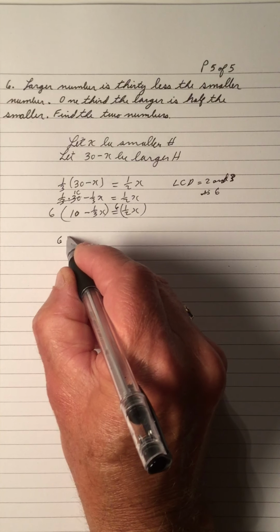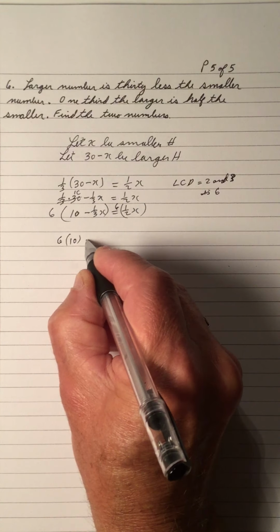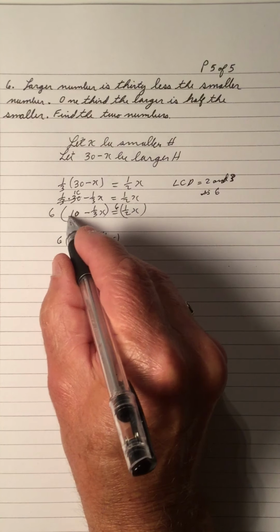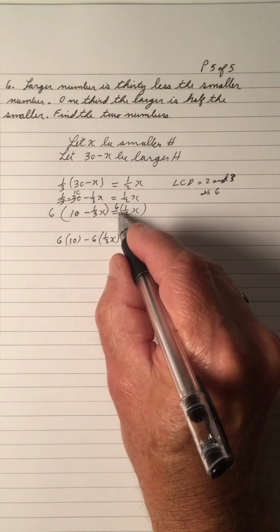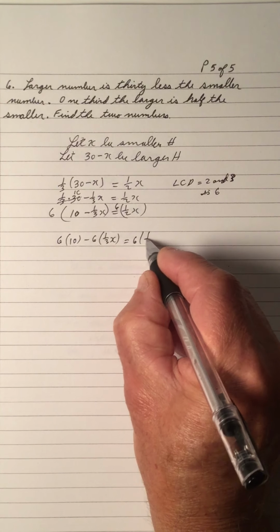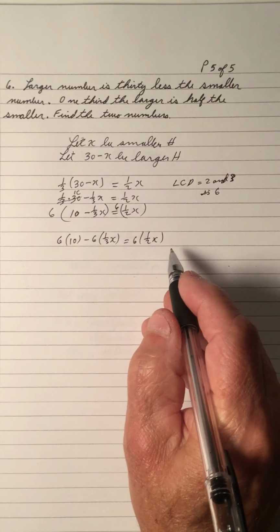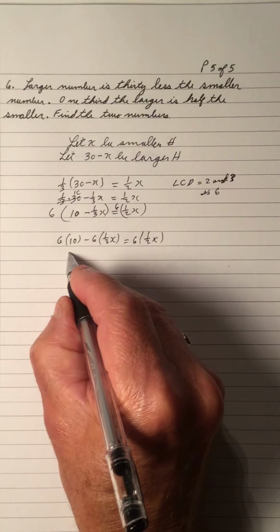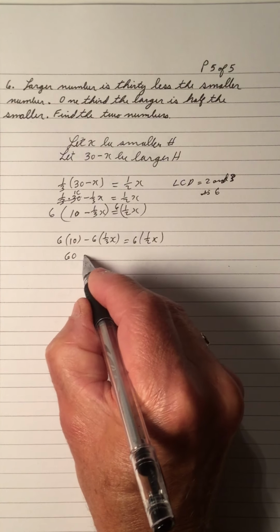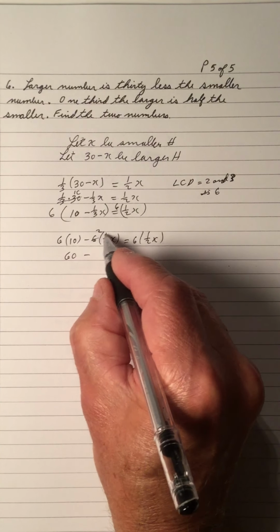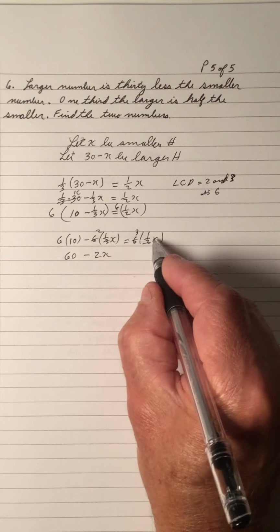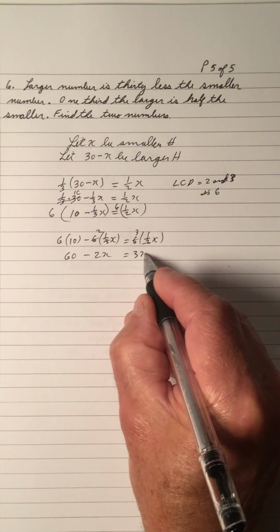So I have 6 times 10 minus 6 times 1/3 x. 6 is multiplied by the two of these. And 6 times 1/2, I won't multiply that yet. Just showing you that 6 is distributed here. So 6 times 10 is 60. 3 into 6 goes 2. 2 times 1x is 2x. 2 into 6 goes 3. 3 times 1x is 3x.